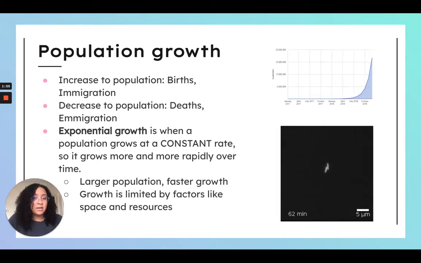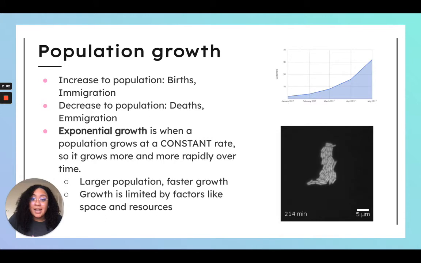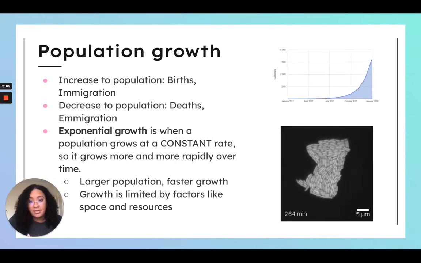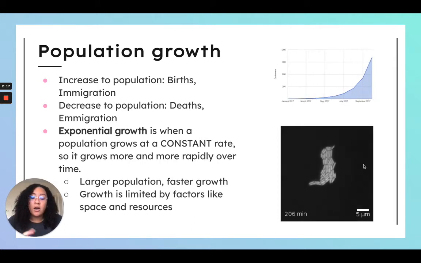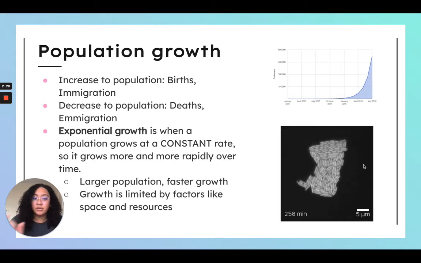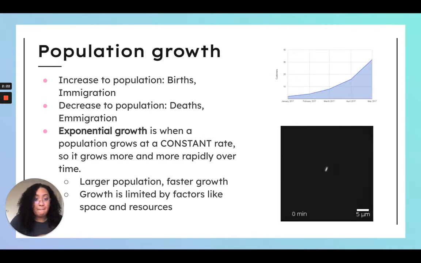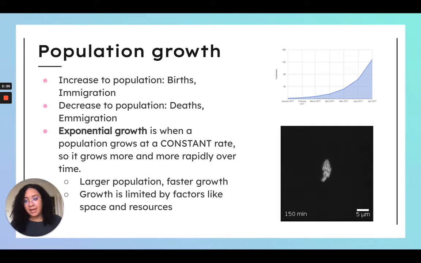Okay. And remember on the last slide, we saw a huge growth in population over a short amount of time. That was called exponential growth. That's when a population grows at a constant rate, so it grows more and more rapidly over time. As we see in this picture, there's two bacteria, and over time, all of those are reproducing. So from 2, we grow to 4, from 4, we grow to 8, and then those 8 keep growing and growing at a constant rate. So it's growing at a more rapid pace.